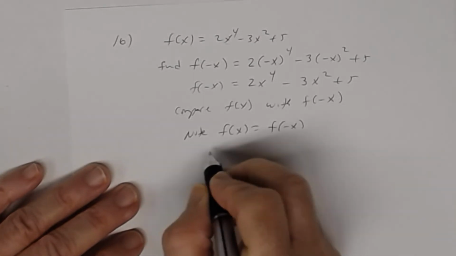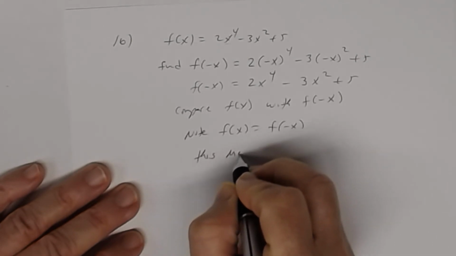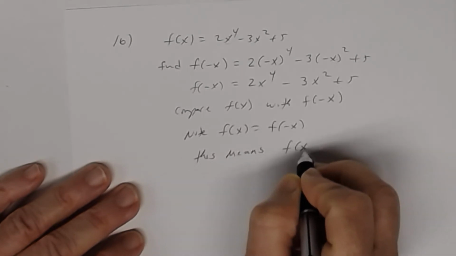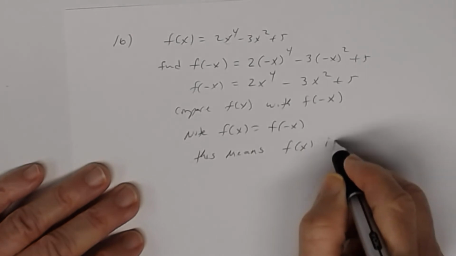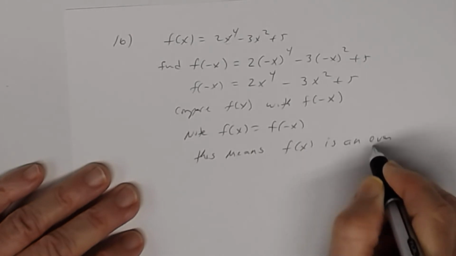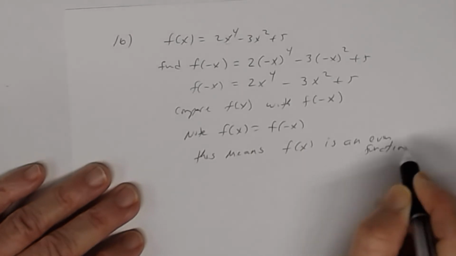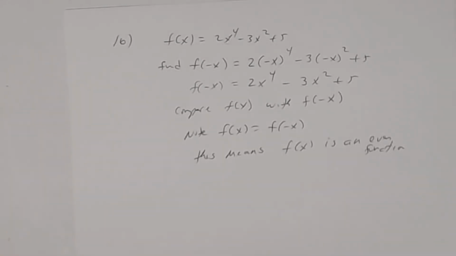If those are equal, this means f of x, the original function, is an even function. If they were opposites, f of x would be an odd function. All right, so that's number 16.